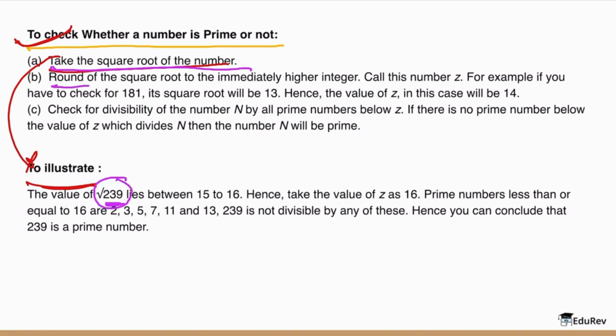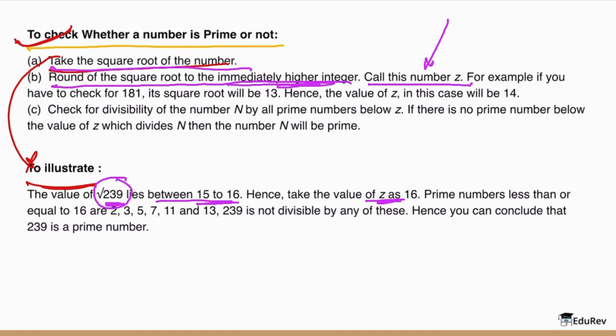Then it is the square root rounded to the immediate higher integer. Call this number z. Now the thing is that the square root of 239 lies between 15 and 16. Hence the value of z is going to be 16, because they are saying that you have to call that number z, which is the immediate higher integer.